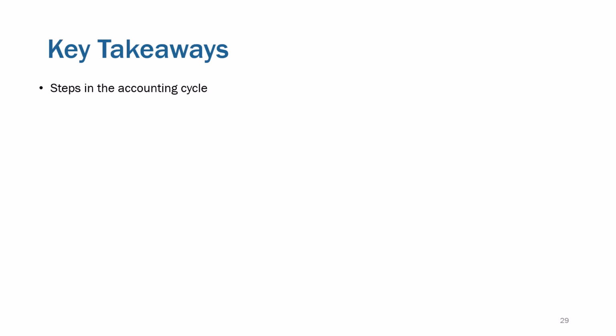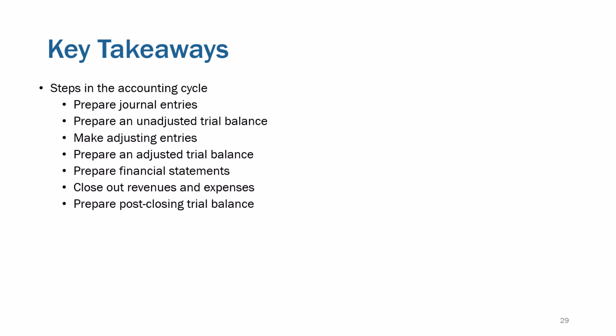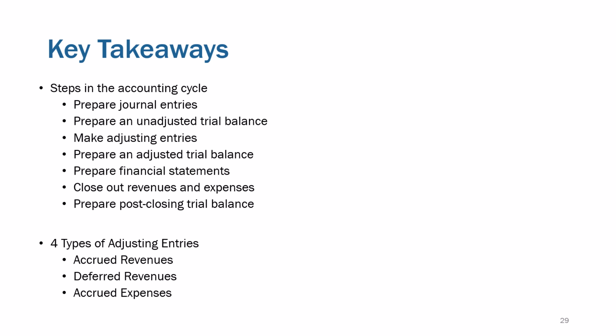Well, steps in the accounting cycle. We've learned in lessons 2 and 3 to prepare the journal entries. In lesson 4 here, we learned how to prepare an unadjusted trial balance and then make the adjusting entries, prepare an adjusted trial balance, prepare financial statements, close out revenues and expenses, and prepare a post-closing trial balance. And that'll be our trial balance for next period. And we learned about the 4 types of adjusting entries: accrued and deferred revenues, and accrued and deferred expenses.